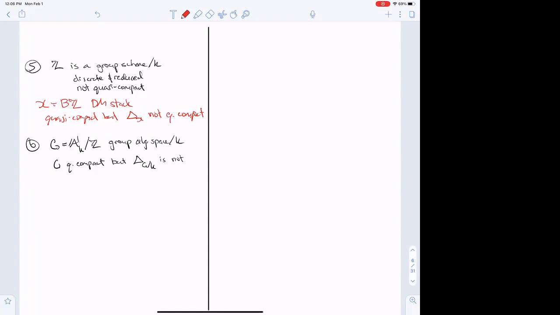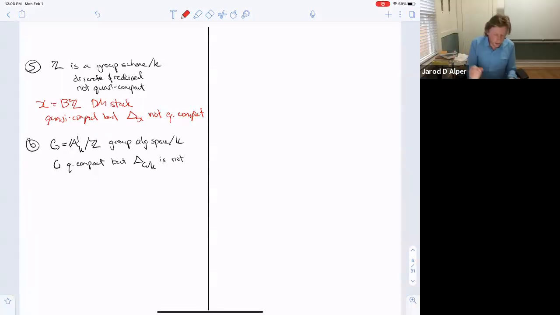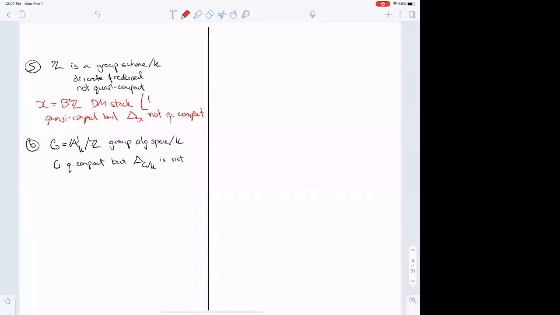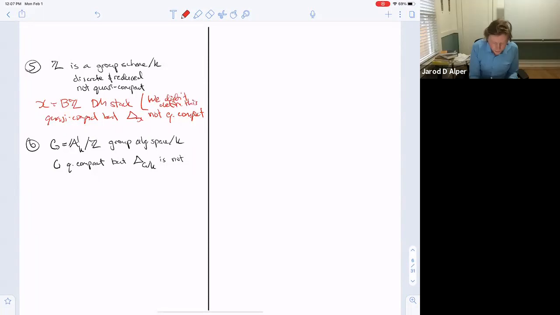Okay, and now— Could you remind us how BZ is defined? As a stack? Oh yeah, good point. Actually, I didn't define this. We didn't define this, and I don't really want to go into it. Maybe some of the examples on this page are going to be examples of stacks that we can't prove right now. Actually, we probably won't be able to prove in this course that they are algebraic, but nevertheless, they are. You should think of them as pathological examples of stacks with weird separation properties.